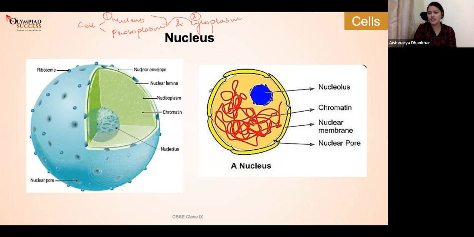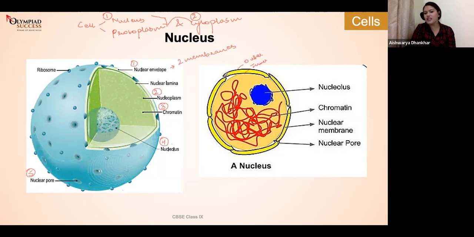Our nucleus has a basic structure. Mainly, we have the nuclear envelope, the nucleoplasm, the chromatin material or the genetic material, the nucleolus and the nuclear pore. Okay, these are the 5 major parts of your nucleus. Now, this is a diagrammatic representation just for your better understanding. Now, the nuclear membrane: we have 2 membranes present, the outer membrane and the inner membrane.